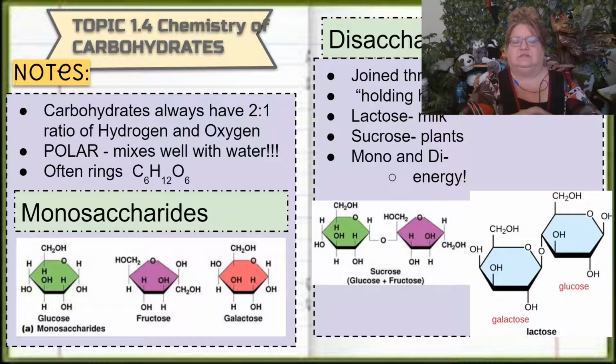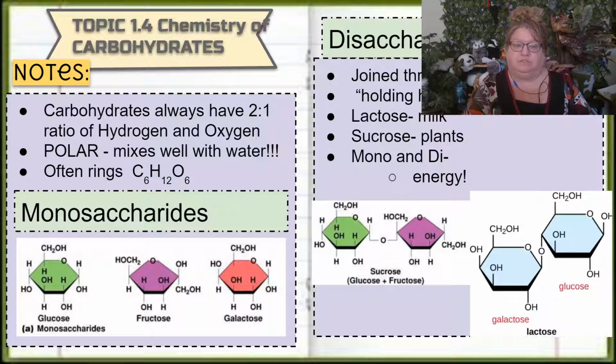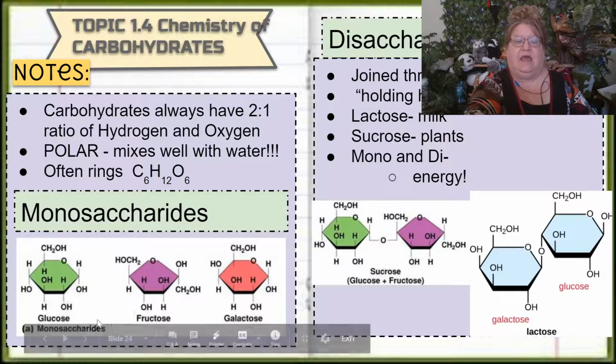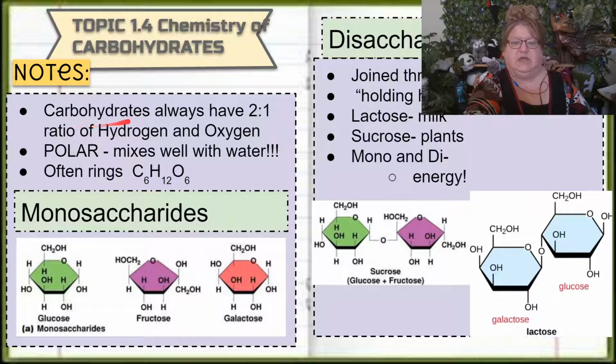So let's get started. Carbohydrates are something that you are probably familiar with. You know they're sugars. Maybe you've taken a nutrition class or a health class in your middle school days where you talk about carbohydrates. Carbohydrates are also known as sugars and starches. What they all have in common is that all carbohydrates have a 2-to-1 ratio of hydrogen and oxygen. Always. That's what makes them carbohydrates.